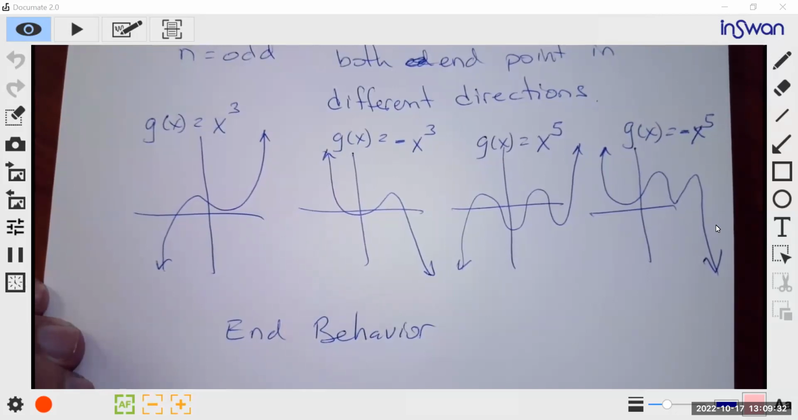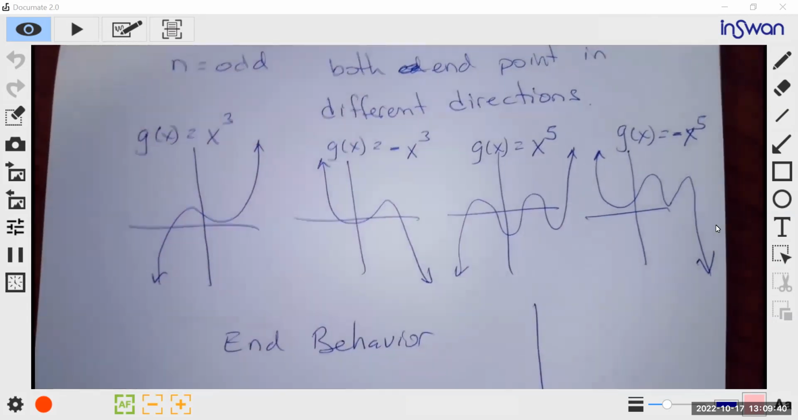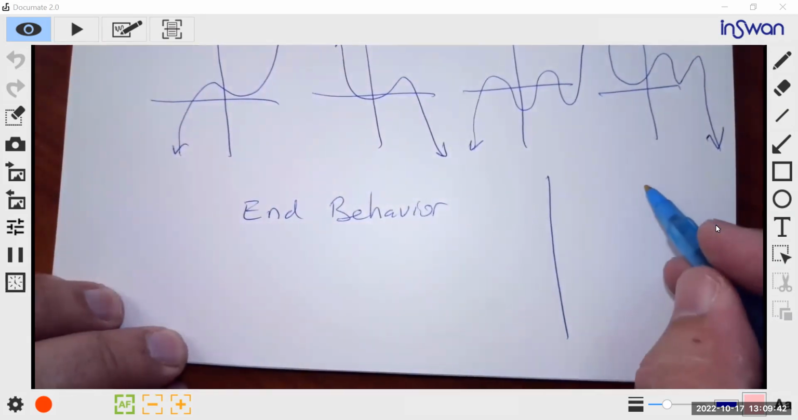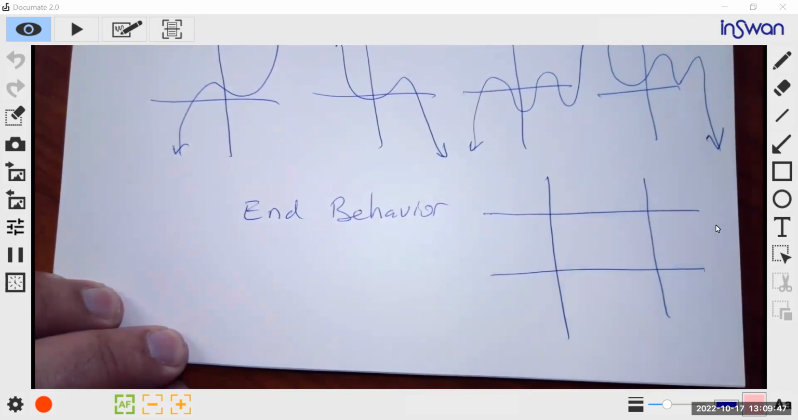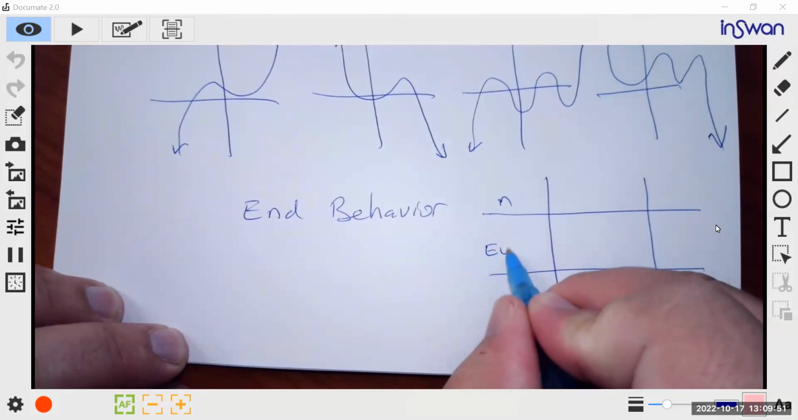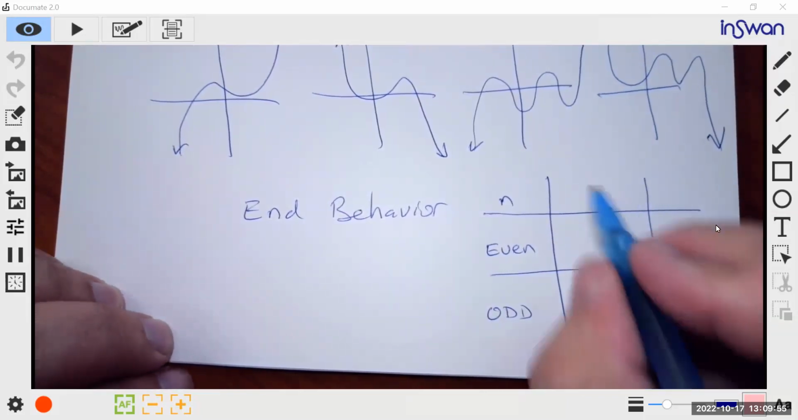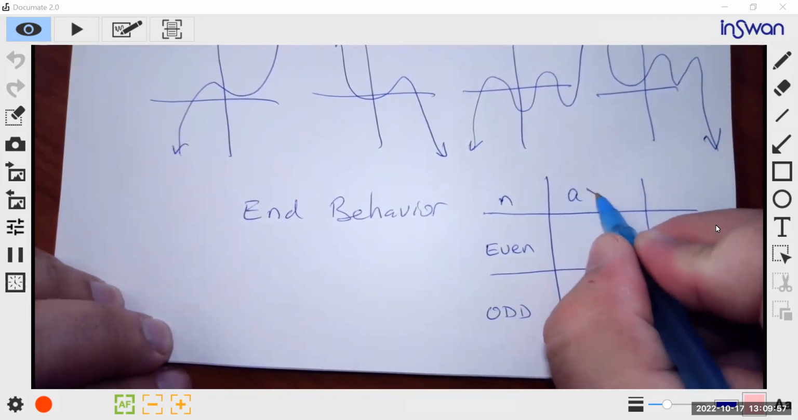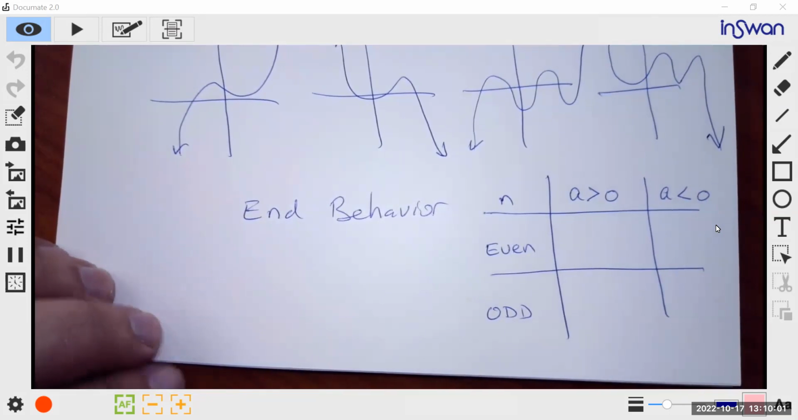Let me put the chart up for the leading term. Actually, I can put it down here, while you guys are still writing. This is my degree, if it's even or odd, and if my leading coefficient is positive or negative.